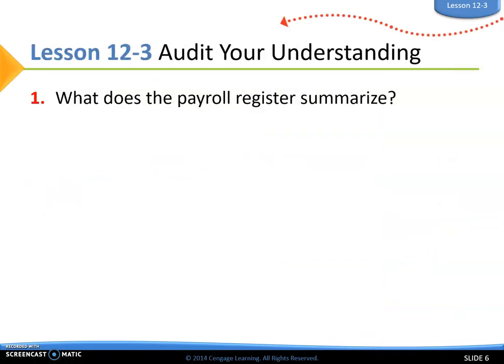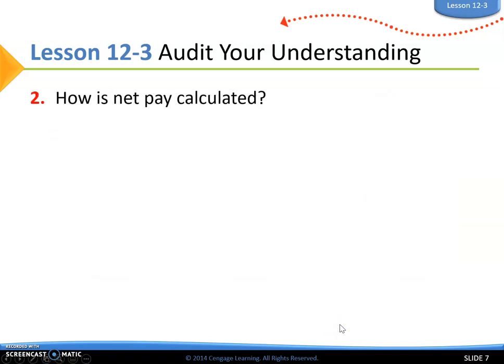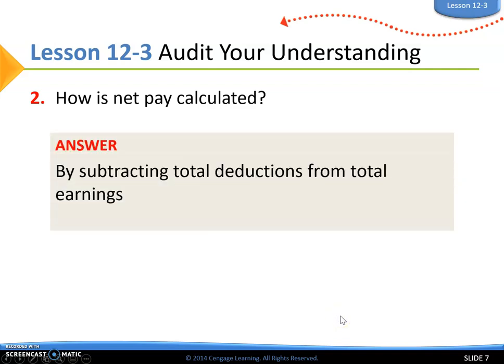Number one, what does the payroll register summarize? The payroll register summarizes the payroll for one pay period and shows the total earnings, payroll withholdings, and net pay for all employees. So just remember that payroll register shows all employees. Number 2, how is net pay calculated? By subtracting our total deductions from our total earnings of that pay period.